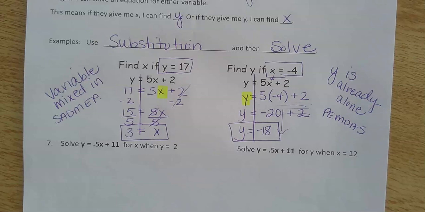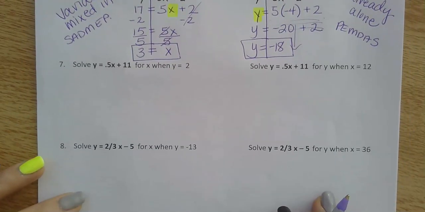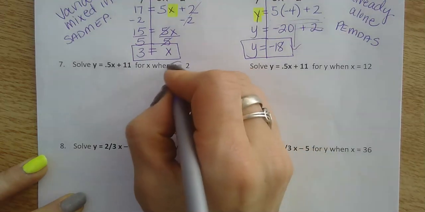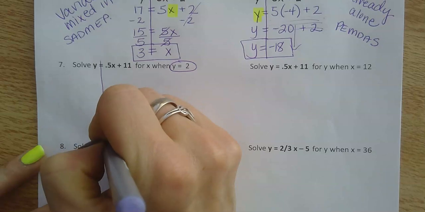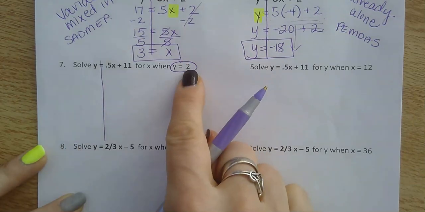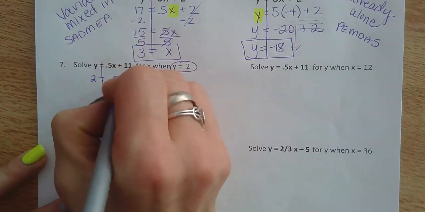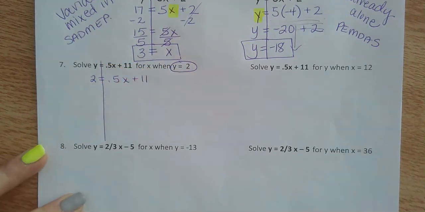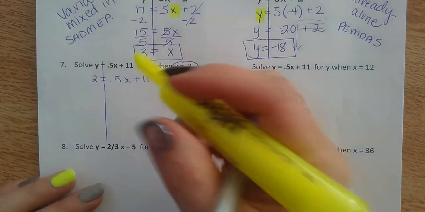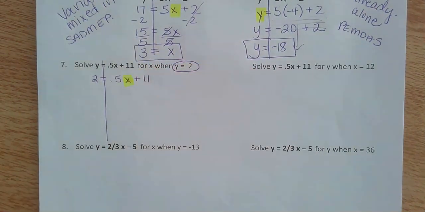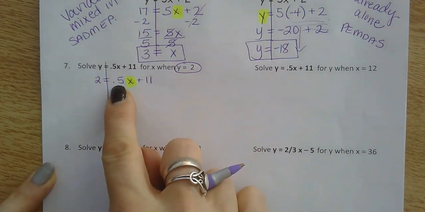Let's try another one. Y equals 0.5x plus 11, and they're telling me use 2 for y. So I'm going to draw my line down. I'm going to neatly put 2 in here for y and then copy the rest of it down. So now the variable is the x. That's what I'm trying to find. It's mixed in. So I've got to cancel out the 11 and the 0.5.